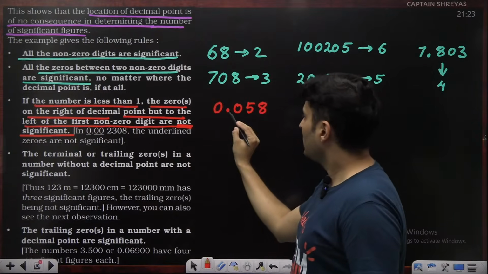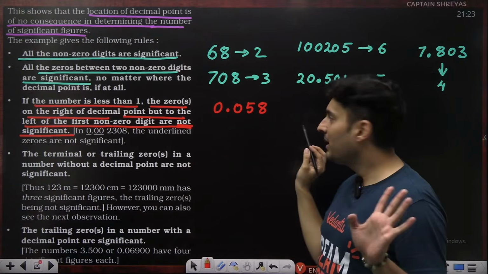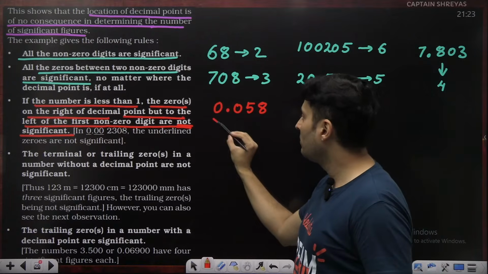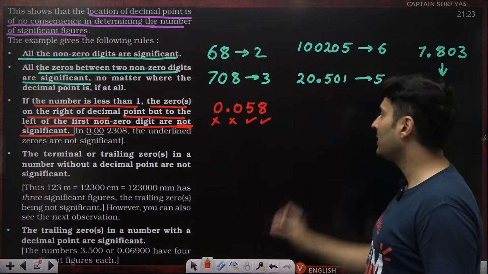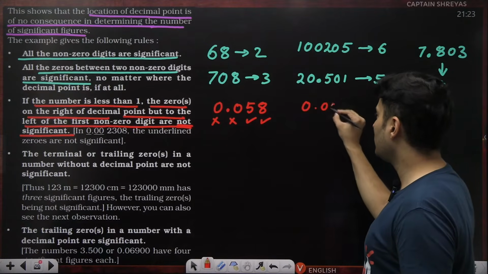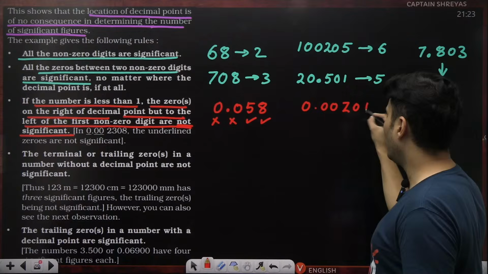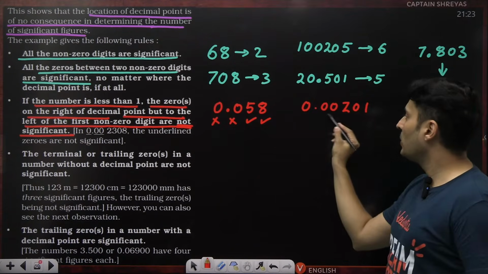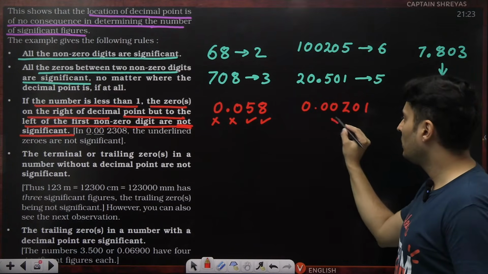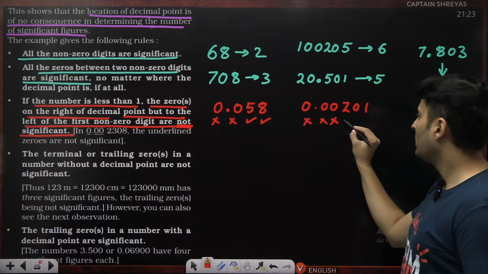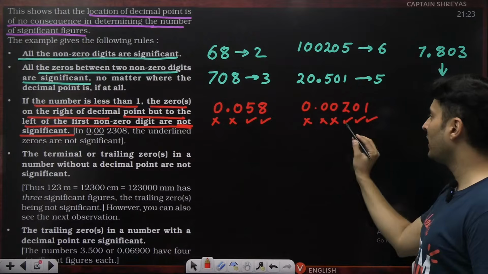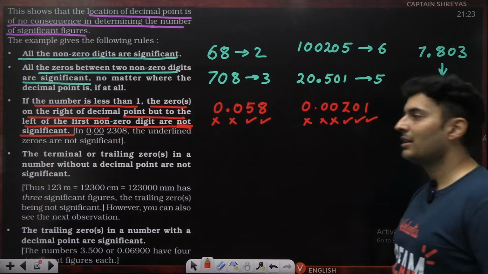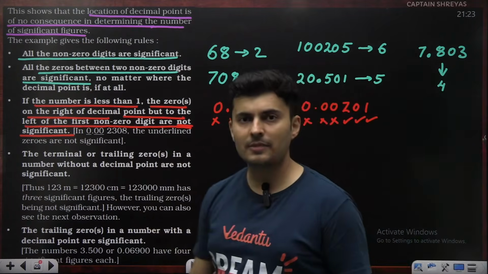Say for example 0.058. This number is less than 1. Everybody agrees? So all these zeros become insignificant. Only two significant digits. As simple as that. Similarly, 0.000201. These zeros to the left of the non-zero are never significant. This zero is between two non-zero numbers, so hence significant. So three significant digits. That is what this example says.